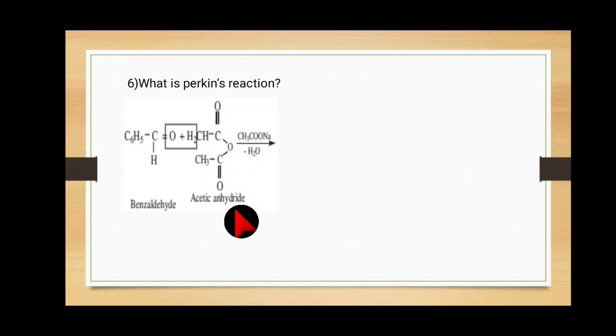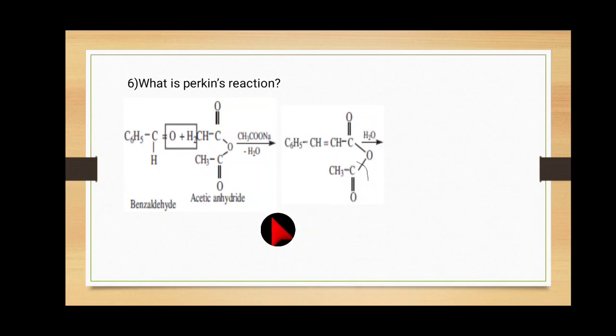In the presence of the sodium salt of the acid, so which acid do I have to use? Sodium acetate. Sodium salt of acid means sodium acetate. Now what will happen? Under heating, a water molecule is removed from the H2 of acetic anhydride and the oxygen of benzaldehyde. After removing the water, we get the product like this. Then water reacts again.